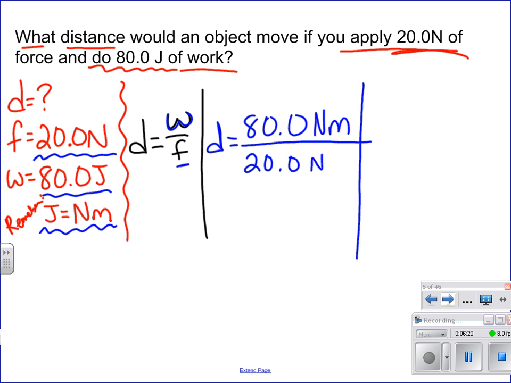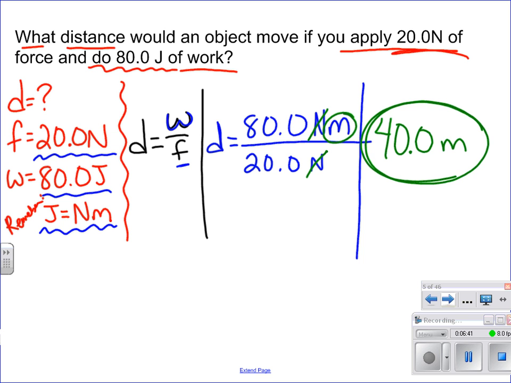Now, it's real easy to see. I have newtons on top and newtons on bottom, so they're going to cancel out. I'm going to be left with meters. 80 divided by 20, of course, is 40. 3 sig figs on top, 3 sig figs on bottom. The fewest, they're the same, but you always round to the fewest sig figs, is 40.0, and my units are meters. And ask yourself, do meters make sense for distance? Yeah, they do. Good.